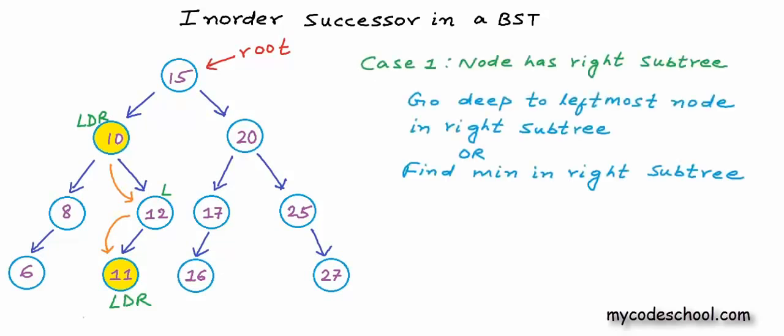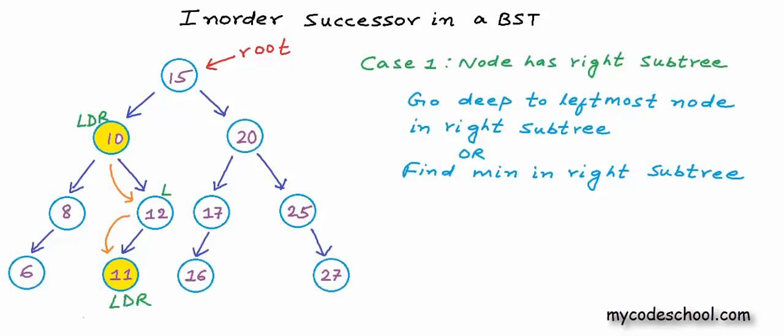In this case, all we need to do is we need to go as left as possible in right subtree. In a BST, it will also mean finding the minimum in right subtree. Leftmost node will also be the minimum in the subtree. Now this is one case. Our node here had a right subtree.